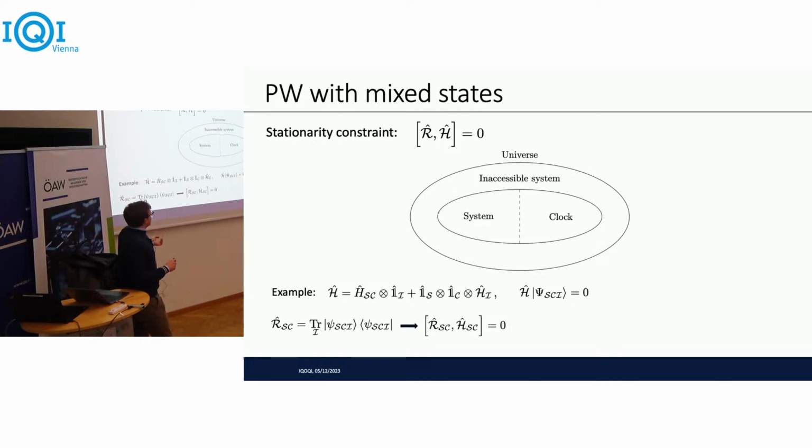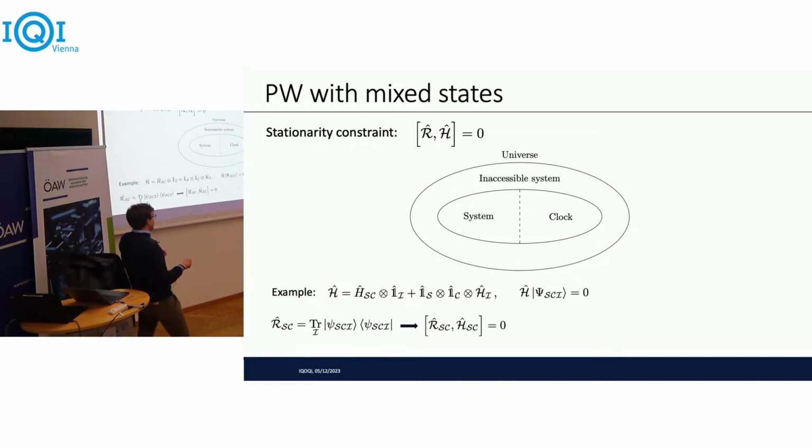Someone might be puzzled by mixed states of a universe. What does it mean that the universe is in a mixed state? Without getting into debates about the state of the whole universe, which to me is more likely pure, let's consider this example where we have a bigger universe. We have our usual system and clock, and now we have a third system, which is inaccessible to this couple of system and clock. We have this constraint: the Hamiltonian of the universe is just the sum of the Hamiltonian of system and clock plus the Hamiltonian of this inaccessible system.